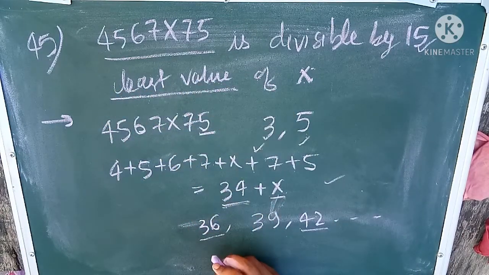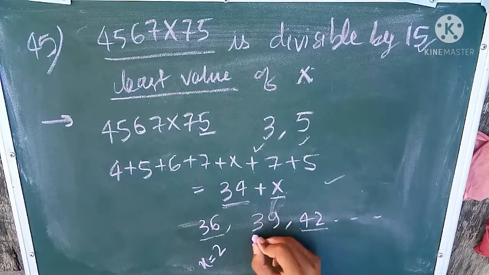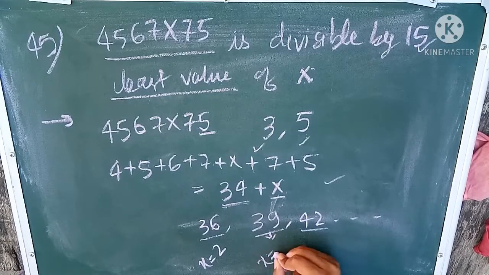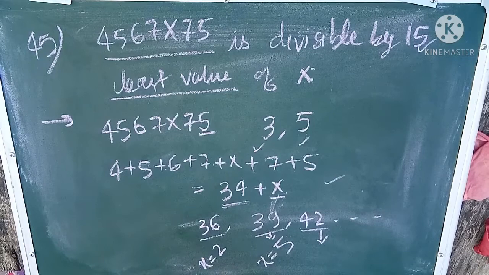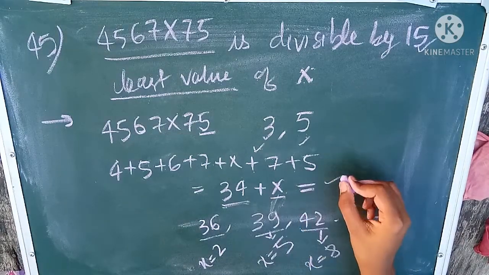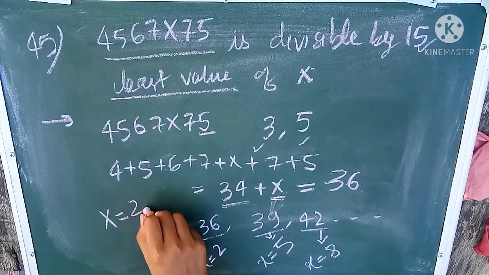If we put 36 in the number, then the x value will be 2. If we put 39, then the x value will be 5. And if we put the value 42, then the x value will be equal to 8. So we have to find out the least value. In that case, the sum will be 36, with 2 in place of x. Similarly, we can say that the least value of x will be 2 here.